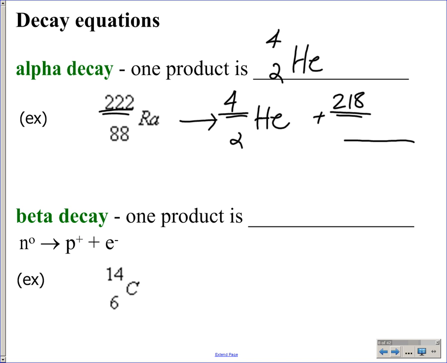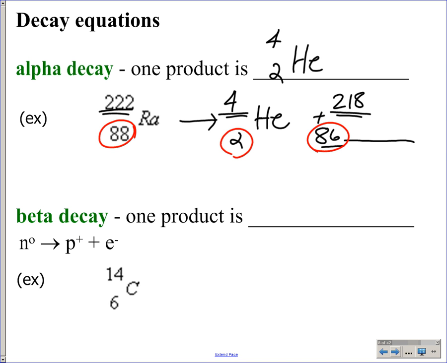Secondly, you've got an 88 atomic number on the reactant side, and you've got 2 and an unknown number on the product side. So 2 plus blank is equal to 88. That's 86. So in this case, our atomic numbers also add up. 2 plus 86 is equal to 88.